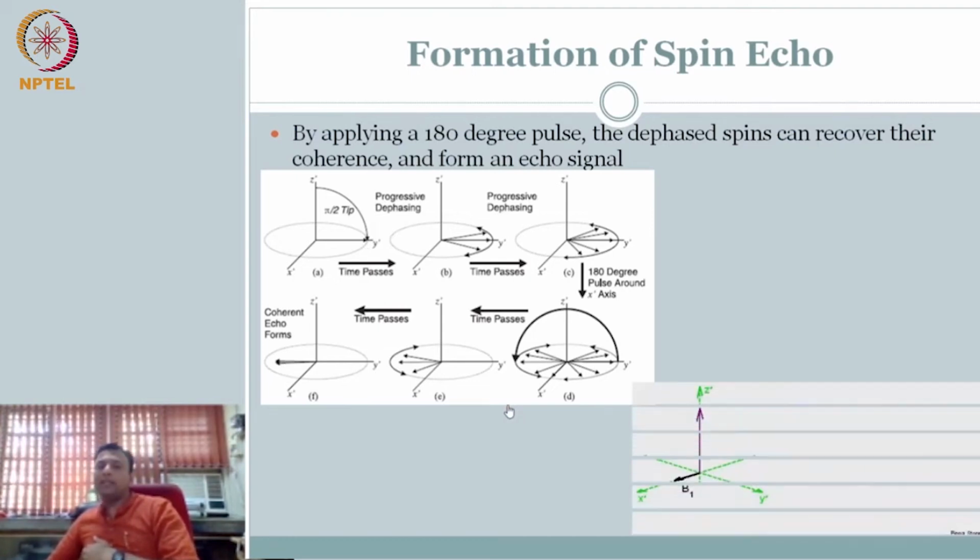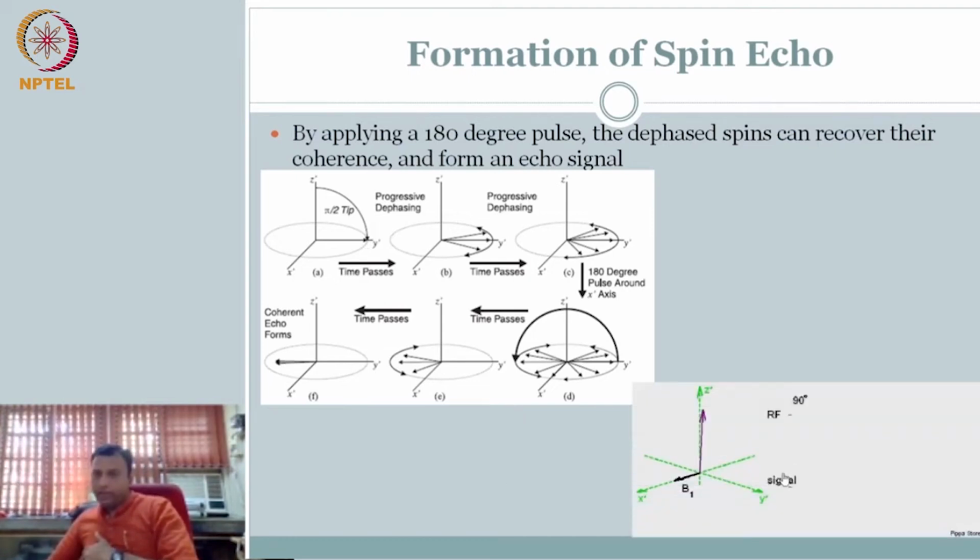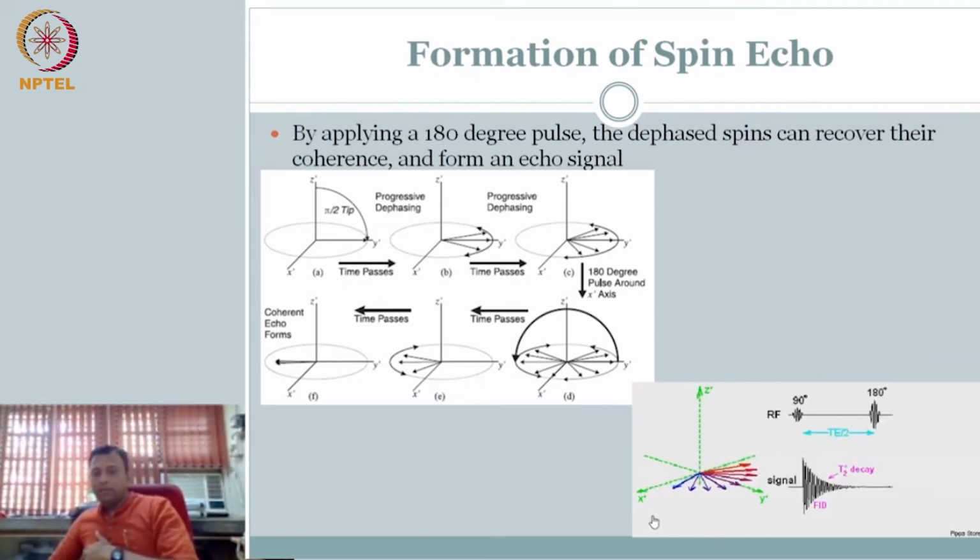So if you want to see the animation, that will give you, initially after excitation, the signal. Red and blue signify fast and slow. For example, it is dephasing, some are fast, some are slow. Now after I apply the 180-degree pulse, the slow becomes fast, and fast becomes slow. So that means they are all trying to regroup.